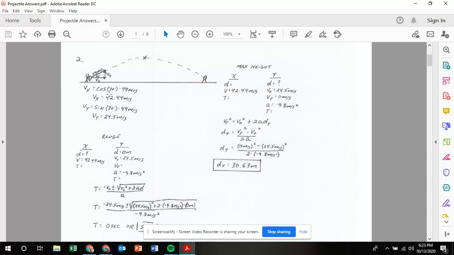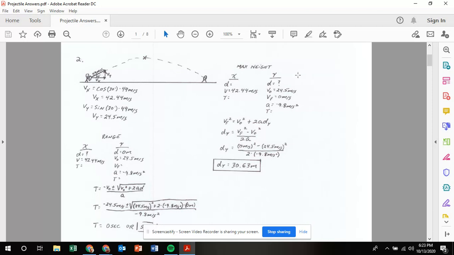Velocity in the x is cosine of my angle, which is 30, times the hypotenuse, which is 49, which gets me a velocity in the x of 42.44 meters per second. Velocity in the y direction is the opposite side, so we're going to use sine of the angle, which is 30 degrees, times the hypotenuse, which is 49 meters per second, which gets us an initial velocity in the y direction of 24.5 meters per second.